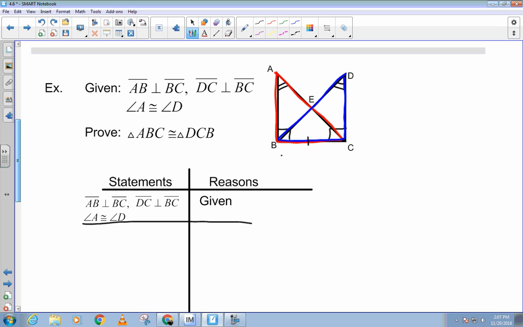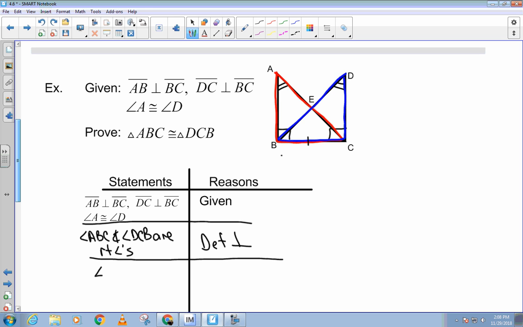So we have our perpendicular lines, which means that we've got two right angles. And we probably need to be specific. So we need to say angle ABC and angle DCB are right angles. Okay, and that's by what reason? Definition of perpendicular. Okay, because they're right angles, what else is true about it? They're congruent to each other. So angle ABC is congruent to angle DCB, and that's by the theorem all right angles are congruent.